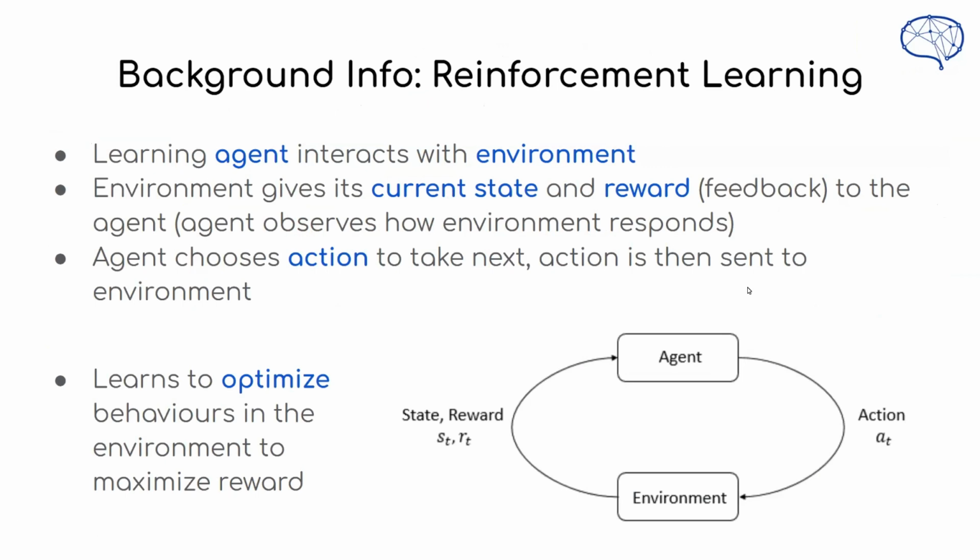So some background information on reinforcement learning. So reinforcement learning works by having a learning agent interact with an environment. The agent gives an action to the environment and observes how it responds with its current state and reward. And the agent then chooses an action to take next that maximizes the reward and sends that action to the environment. So in this feedback loop, the algorithm learns from its own mistakes without the use of a data set.